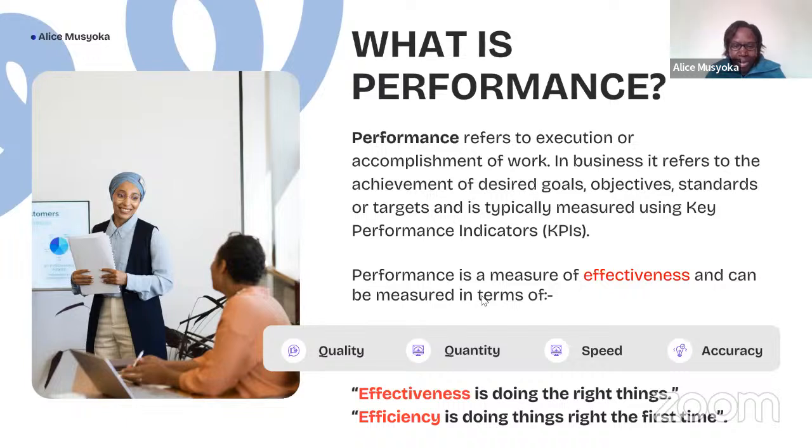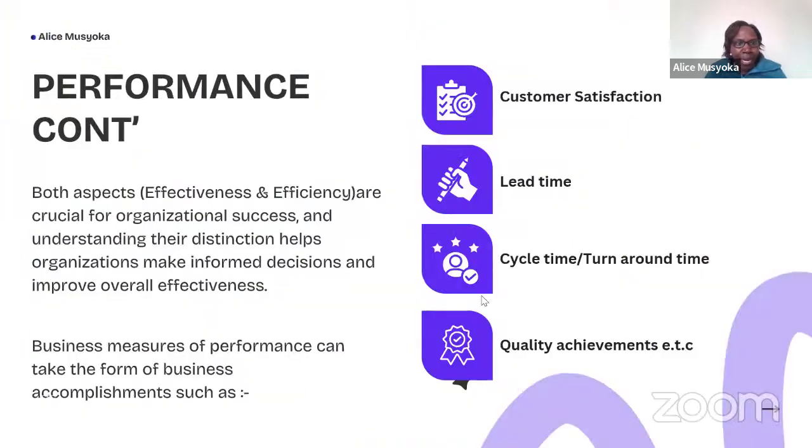And so we look at the difference between effectiveness and efficiency. Effectiveness is doing the right things, and efficiency is doing things right the first time. Looking at both the effectiveness and efficiency, we say both aspects are very crucial for organizational success, and understanding their distinction helps organizations make informed decisions and improve overall effectiveness.